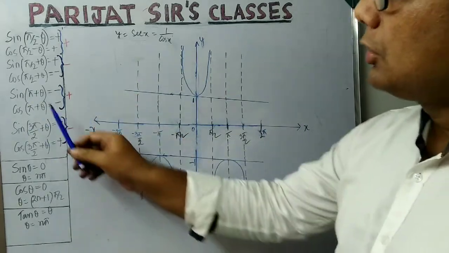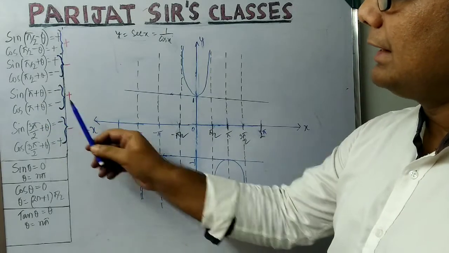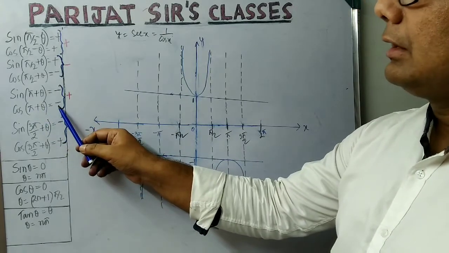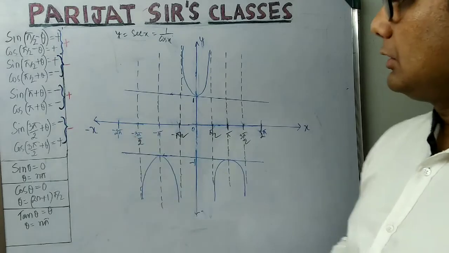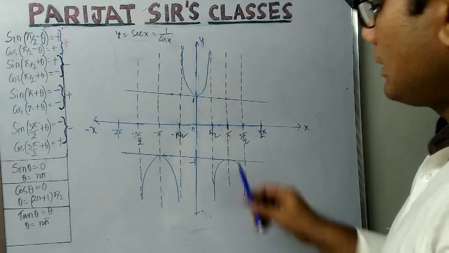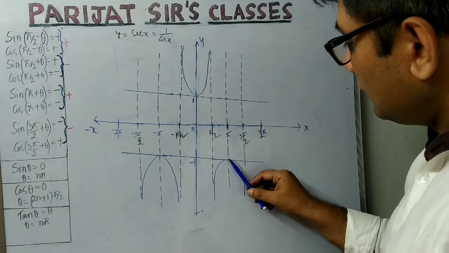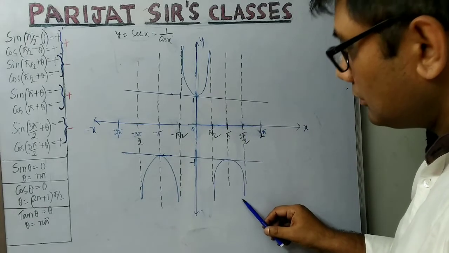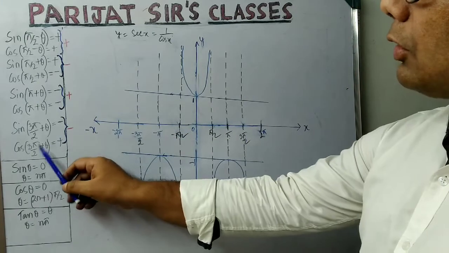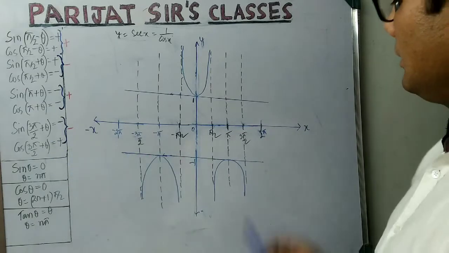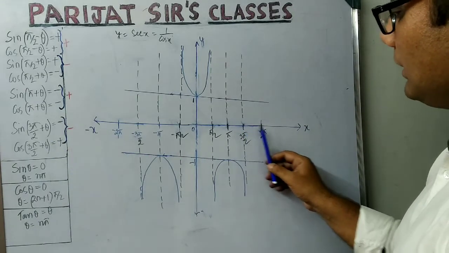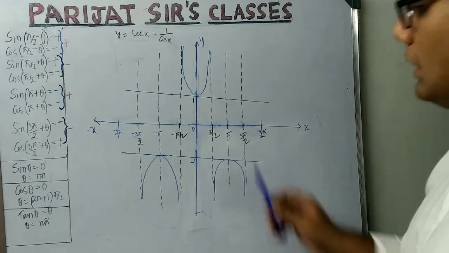Similarly, now watch here, cos pi plus theta is negative. Cos pi plus theta is giving me a negative answer. So here pi plus theta is in this part. So watch here, the graph goes down. Similarly, cos 3 pi by 2 plus theta. This 3 pi by 2 plus theta will be this part. Again the same graph will follow.